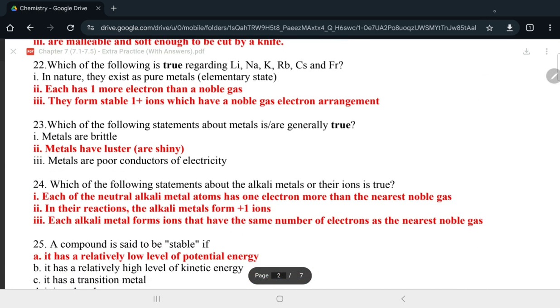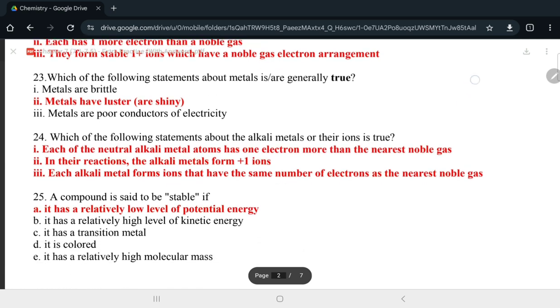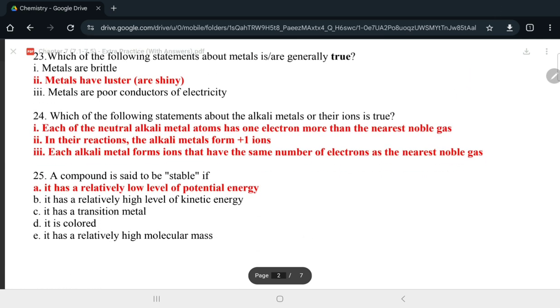Which of the following about metals is true? They are brittle, it's false. They are lustrous or shiny, it's true. And they are poor conductors, it's false. These are things you should know from grade 3 or 2.